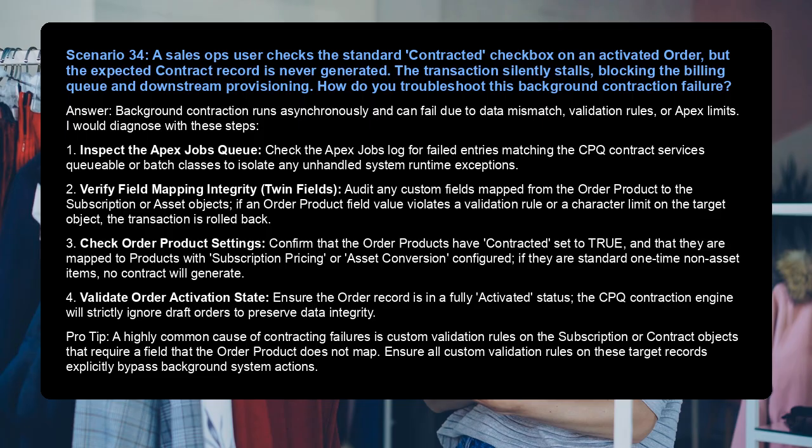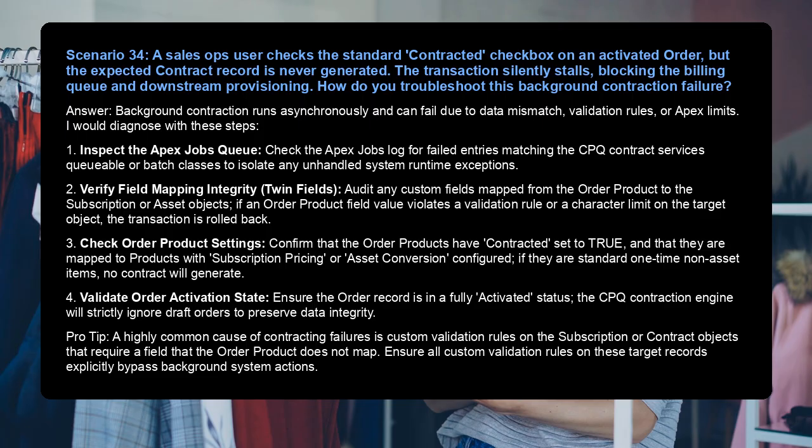1. Inspect the Apex jobs queue. Check the Apex jobs log for failed entries matching the CPQ contract services queueable or batch classes to isolate any unhandled system runtime exceptions. 2. Verify field mapping integrity, twin fields. Audit any custom fields mapped from the order product to the subscription or asset objects. If an order product field value violates a validation rule or a character limit on the target object, the transaction is rolled back.